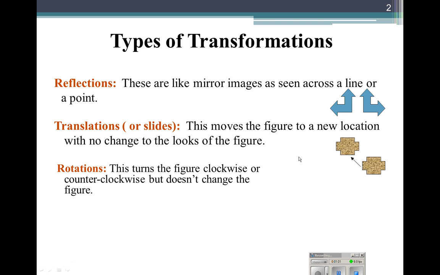And rotations. This turns the figure clockwise or counterclockwise, but doesn't change the figure. So the arrow pointing to the right would rotate clockwise down and point this way.